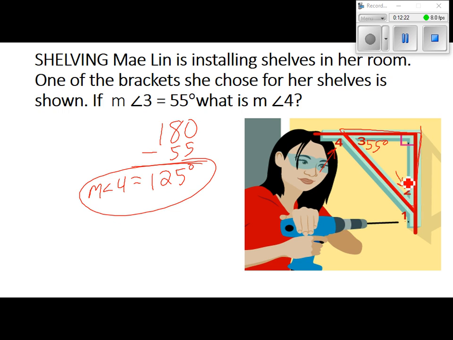So could we find angle 2? Angle 2's 90 plus 55, what's that give you? 145. 35. So angle 2 is 35.